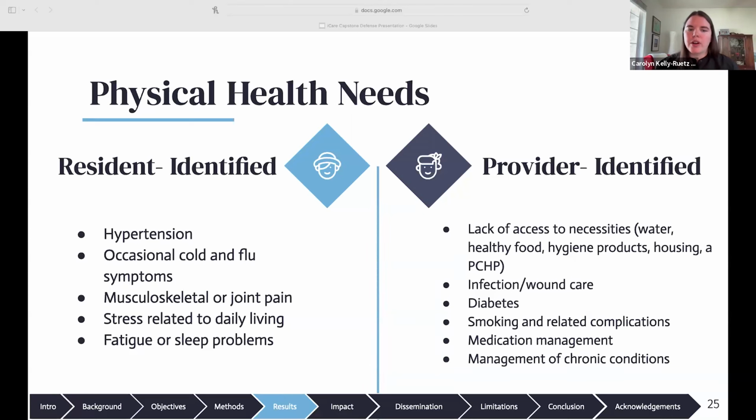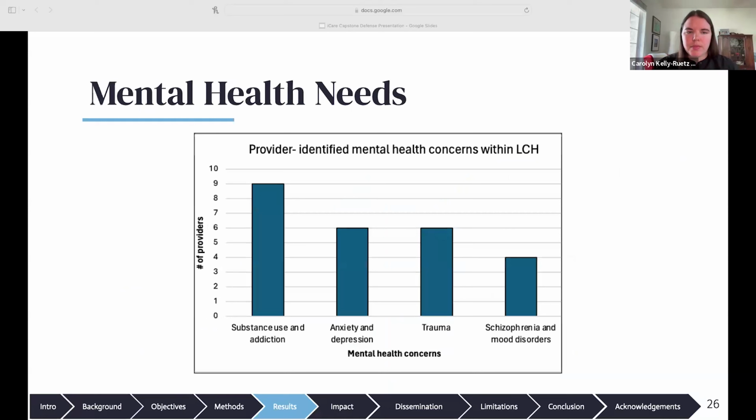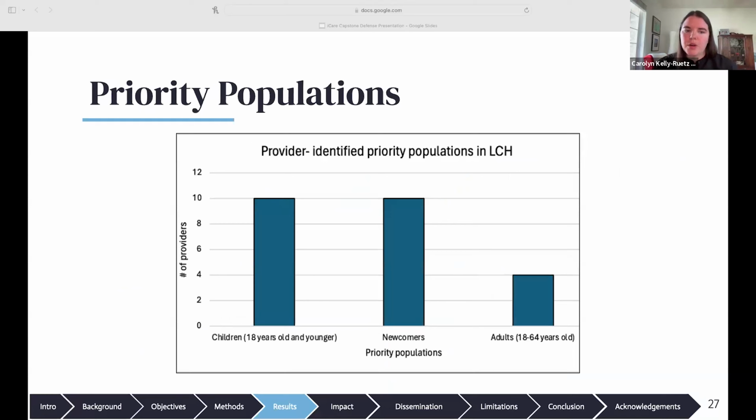Providers identified more complex priority physical health and social needs, including lack of access to basic necessities, infection and wound care, and management of chronic conditions and medications, just to name a few. The most frequently noted resident mental health needs mentioned by providers were substance use and addiction, anxiety and depression, trauma and schizophrenia, and mood disorders. Providers also identified children, newcomers, and adults as priority populations.